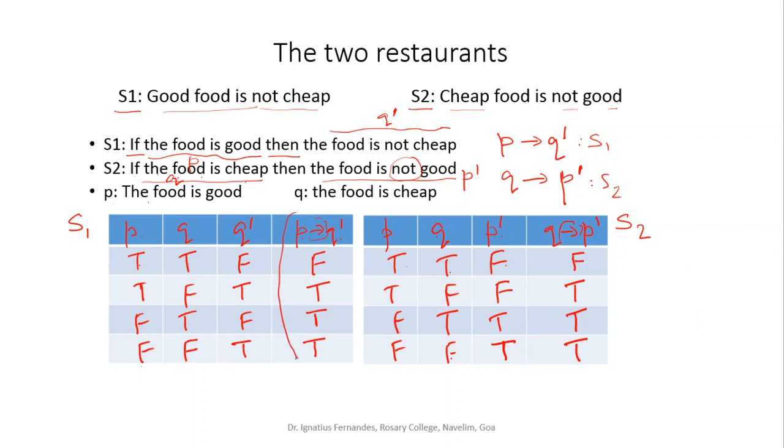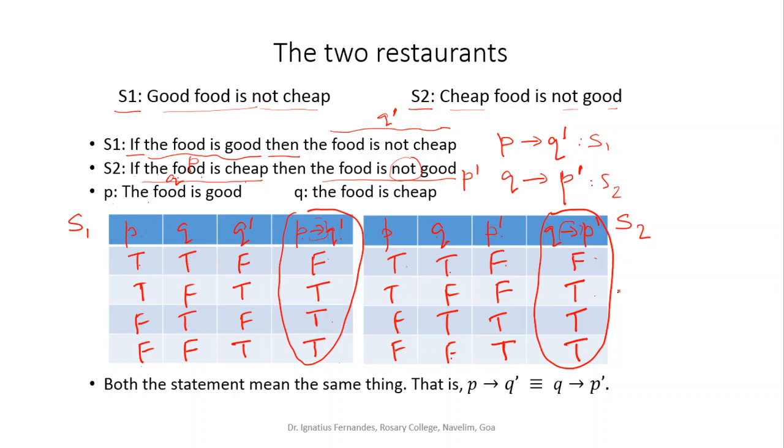So to find out whether both the statements are equivalent or not, we compare the truth values for every possible combination of P and Q. I have F, T, T, T. I have F, T, T, T. Both are identical. So we can say that both the statements, good food is not cheap and cheap food is not good, mean the same thing. They are logically equivalent. So this is how you have to determine whether two statements are equivalent or not. In case they are in word form, we first convert them into notation form the way we want it, and then write down the truth tables to decide whether they are equivalent or not.